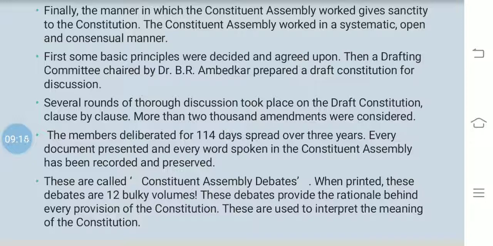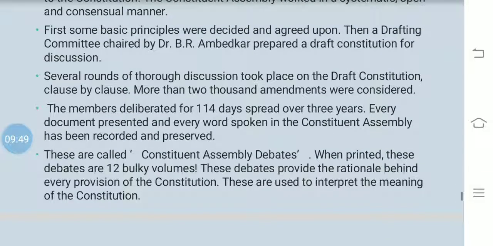All right, and the draft, meaning the rough or preliminary document, was prepared by the Constituent Assembly members, and everything was read section by section, clause by clause, paragraph by paragraph, so many times. So many amendments and so many changes were made. And 12 bulky volumes were prepared.